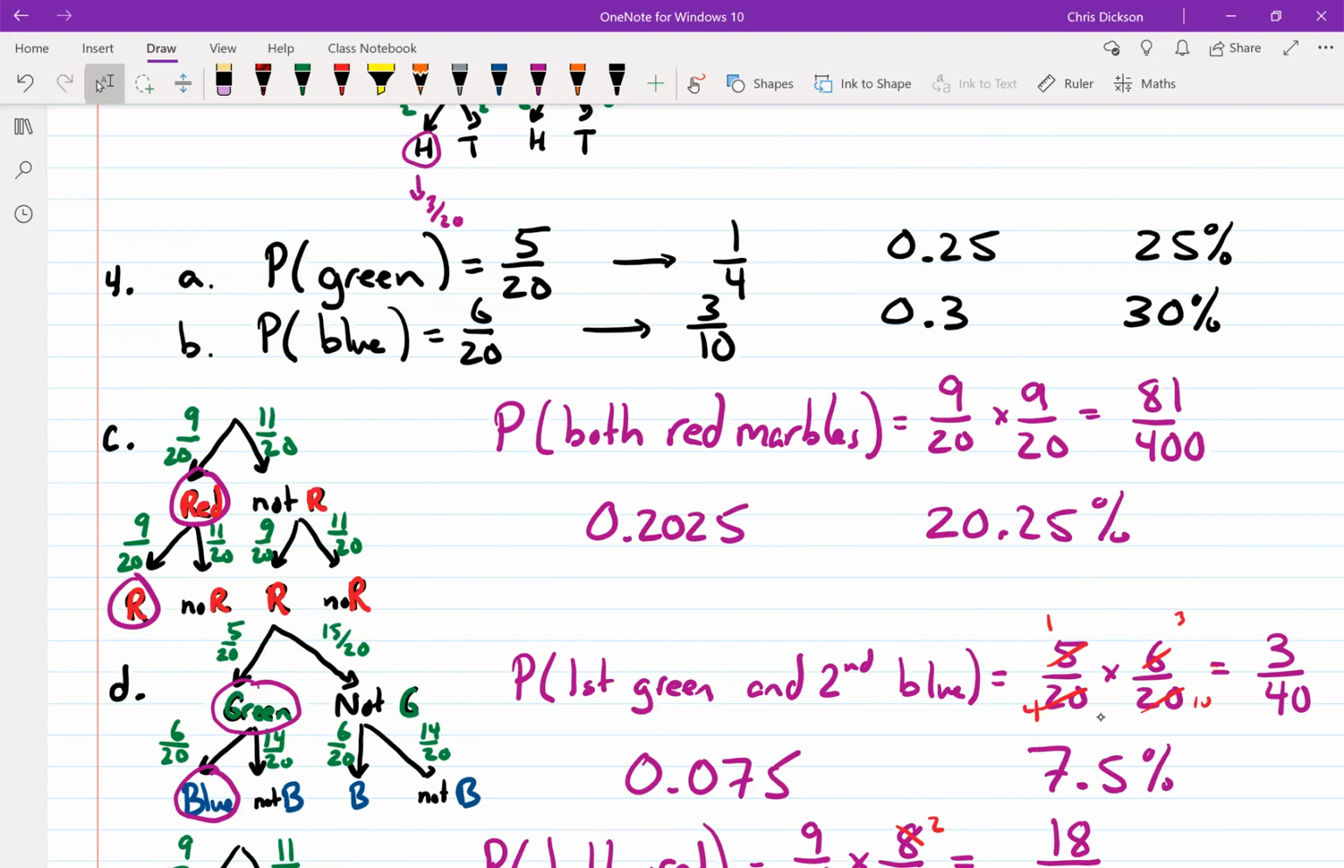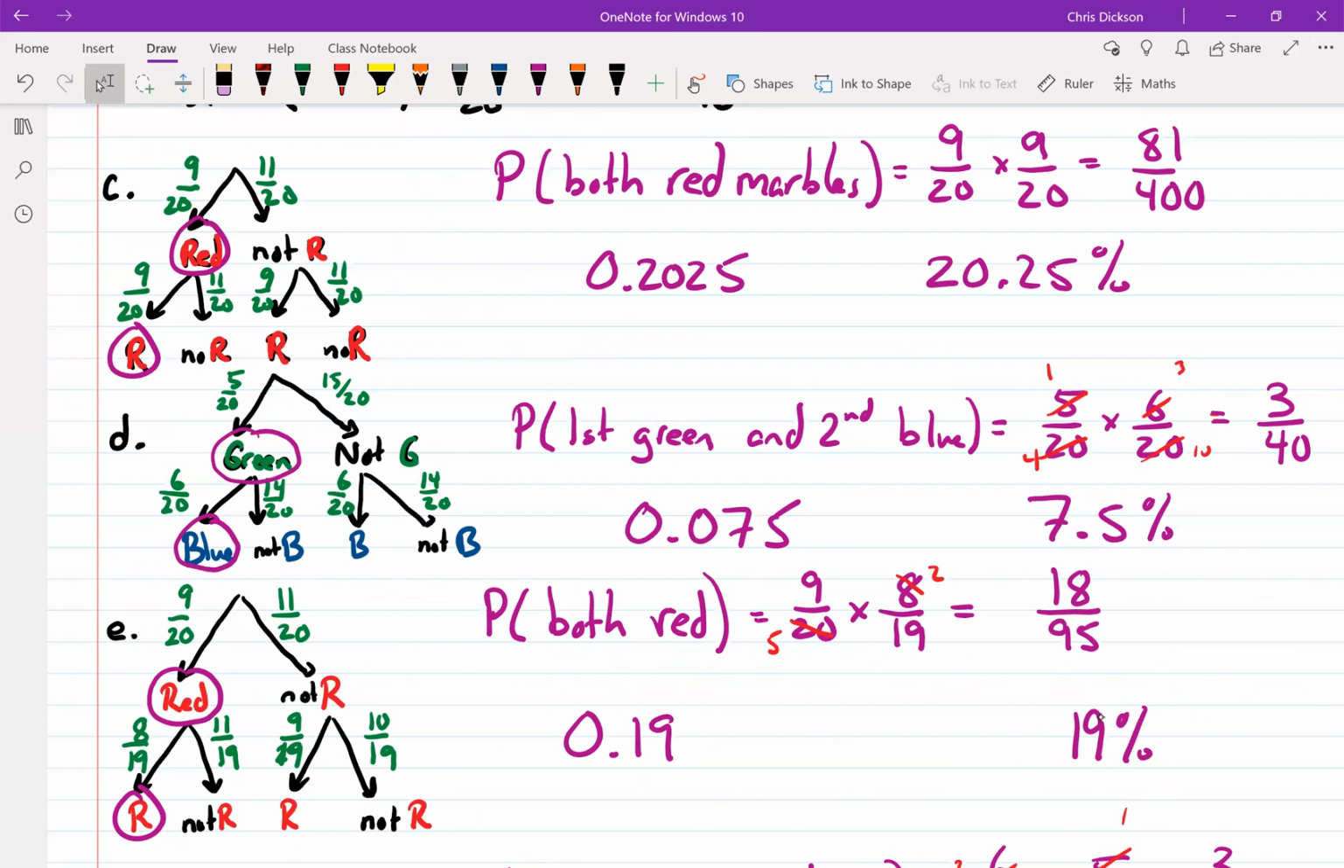Question D is green and blue. So 5 green marbles, 6 blue marbles. And notice they're both over 20s because you replace the marble again. So 5 out of 20 times 6 out of 20, and you can see the work there.